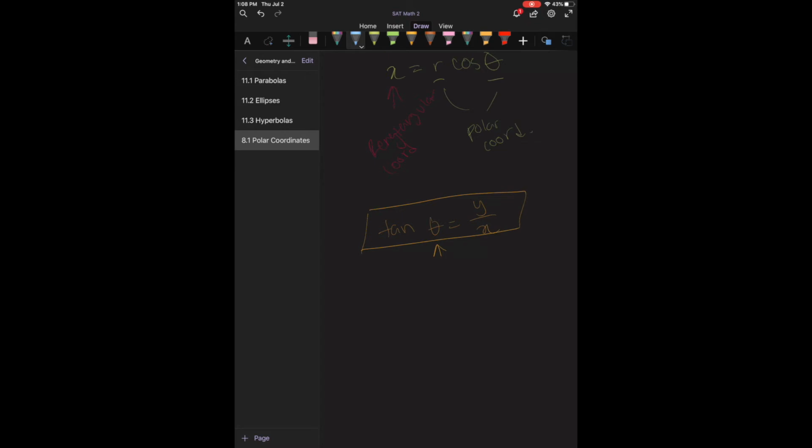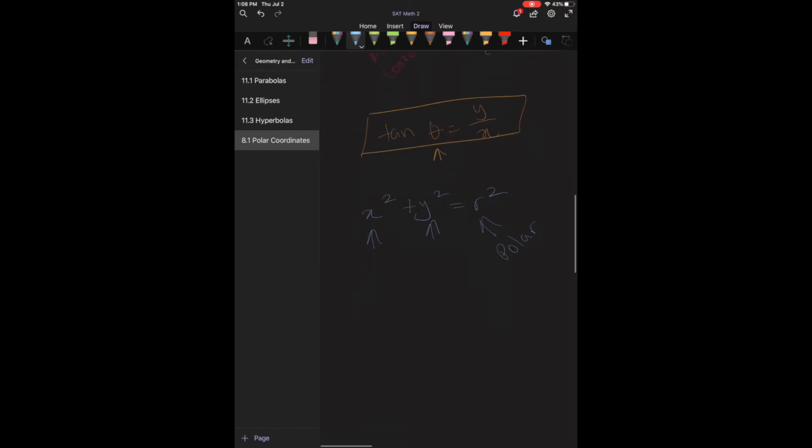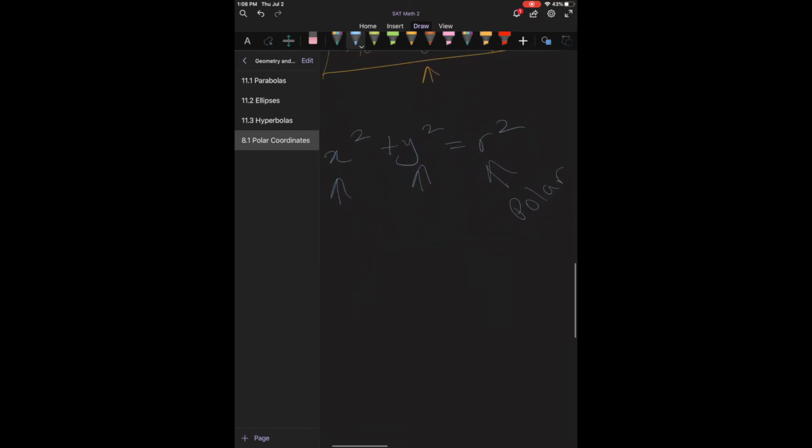So there's one more that might be familiar to you, and that's x squared plus y squared equals r squared. Okay, this is the equation of a circle. Okay, and this is true for any x and any y, and if you want to turn this back into polar, okay, right? Okay, cool. So that's that equation.